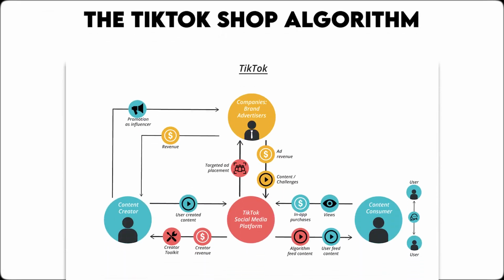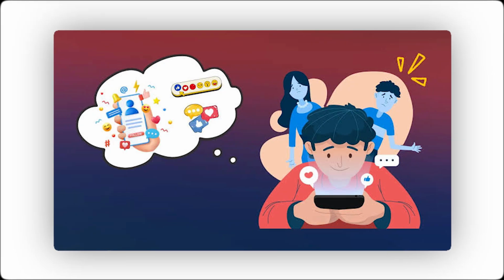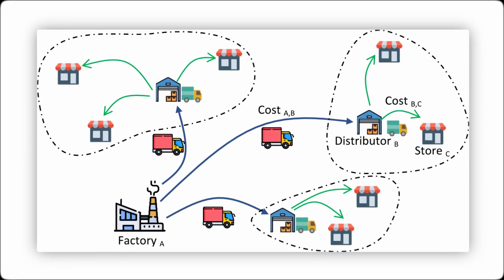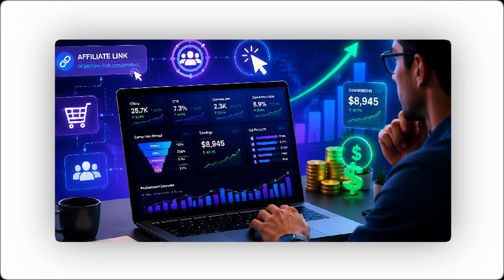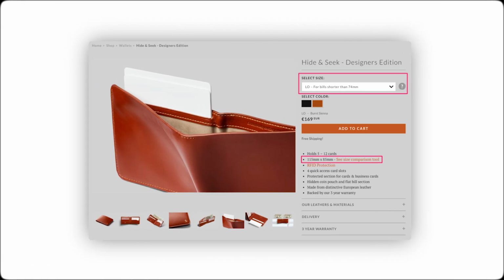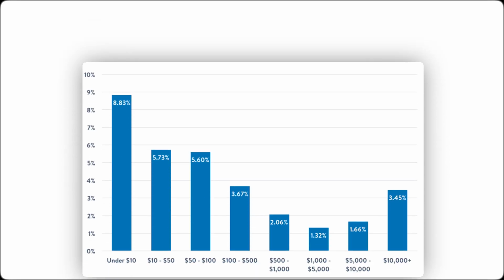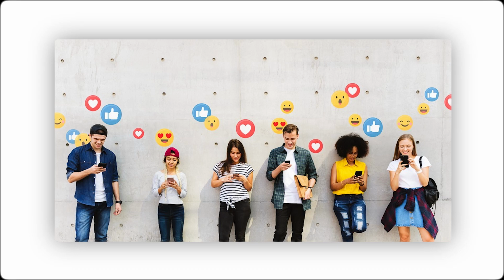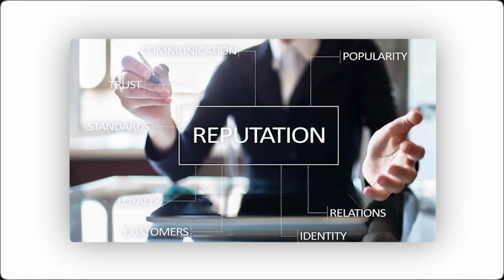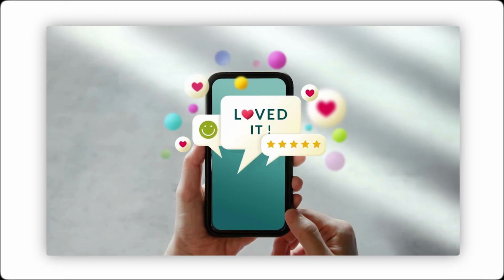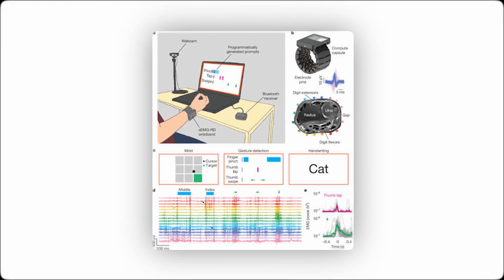The TikTok Shop algorithm. Where the entertainment feed is optimized around attention, the Shop algorithm is optimized around buying behavior. It watches whether someone clicks a product link, adds something to their cart, completes a purchase, or just lingers on a product page. Here, conversion rate, the percentage of viewers who actually buy, carries more weight than likes or comments. Creator reputation matters too. Accounts with a history of sales, low return rates, and positive reviews get pushed harder than newer sellers with no track record.